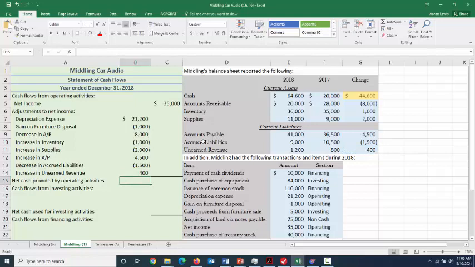So for the current liability section, just do the same. If it's an increase to a current liability on your balance sheets from one period to the current period, you increase your cash flows. If it's a decrease, you decrease your cash flows.